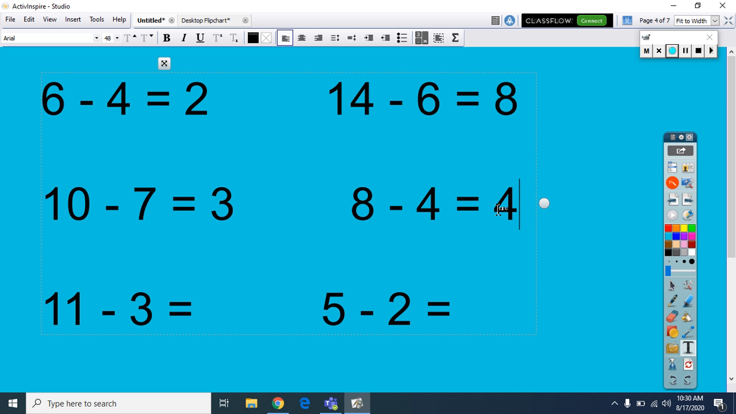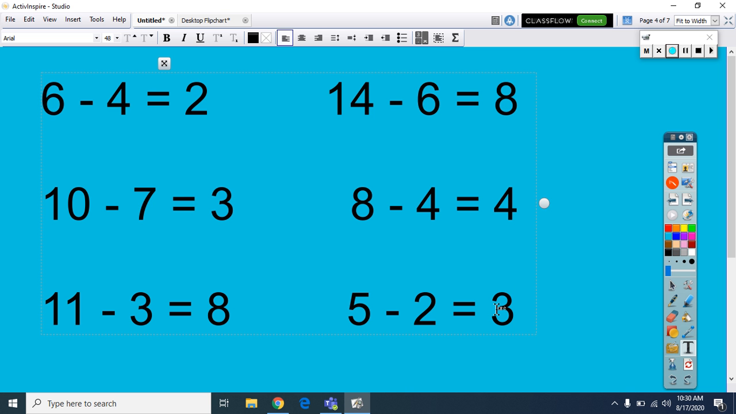Remember, the big number goes in your head. That's not where you start when you start counting back. Big number goes in your head and you start with the next number. That's sometimes what confuses us. Alright, 11 take away 3. So 11 goes in my head and I hold up 3 fingers. 11 is in my head, so 11, and then 10, 9, 8. Very good. 11 take away 3 is 8. And then 5 take away 2. I can put 5 in my head, and I just got to go back 2. So 5, 4, 3. 5 take away 2 is 3.